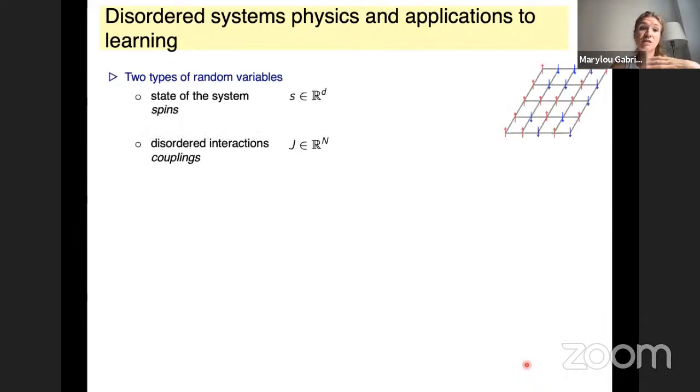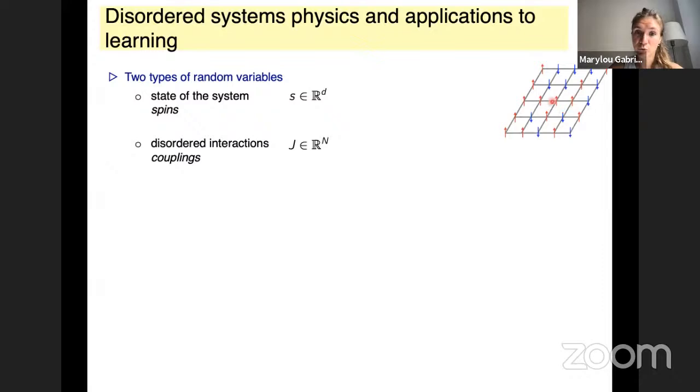So in disordered system physics, we have 2 types of random variables. Random variables that are about the state of the system. You can think of spin systems, where you have your spin variables describing the state of the system. And then you also have disordered variables. In disordered system physics, these are most of the time disordered interactions or couplings that are going to decide what's going on between those spins.